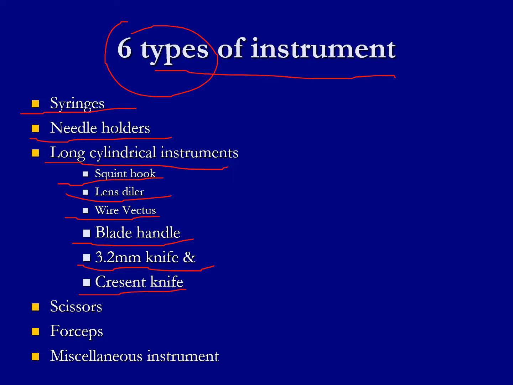Then the fourth one is there are some scissors in the set, some forceps in the set, and the miscellaneous instruments in which there is a speculum and irrigation and aspiration cannula, which we're going to see in a second.